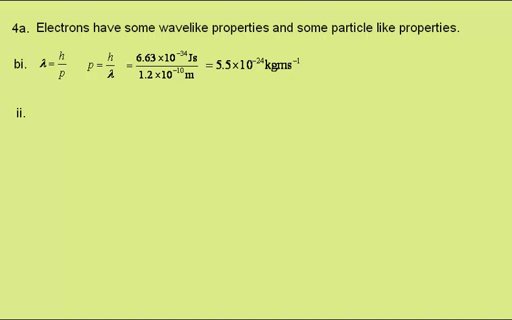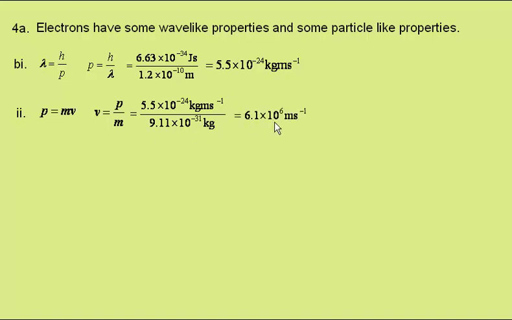In part 2, we need to calculate the speed of the electron. Well, momentum is equal to mass times velocity, which we can rearrange, putting in the values, the momentum from the previous question and the mass of the electron from the formula sheet, gives a speed of 6.1 times 10 to the 6 meters per second.